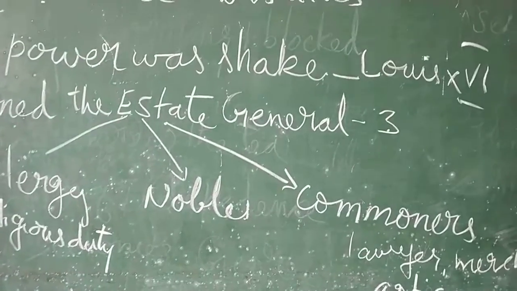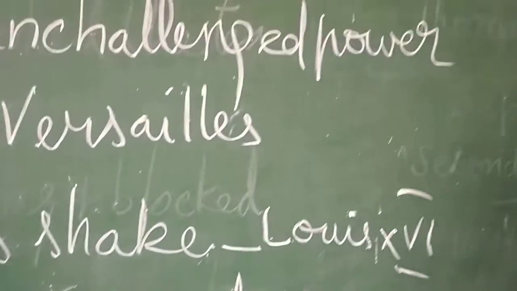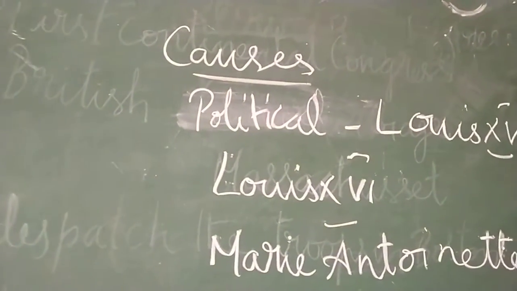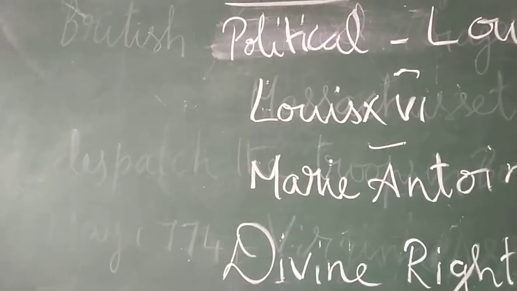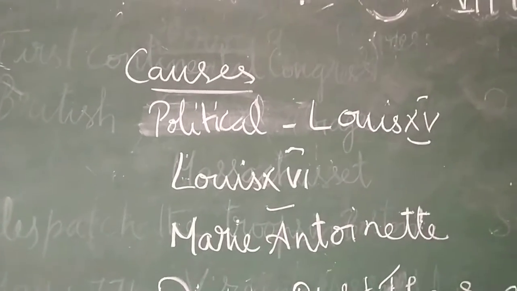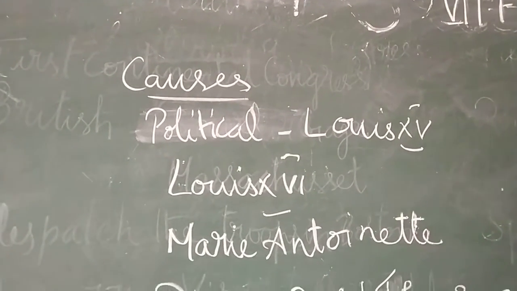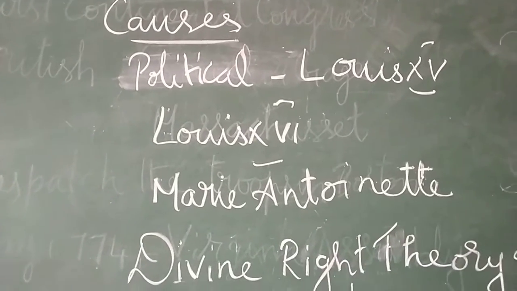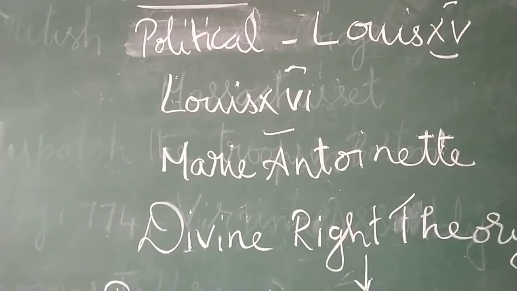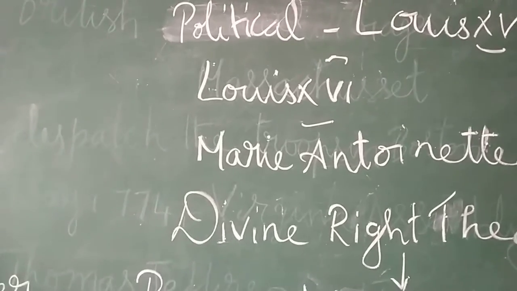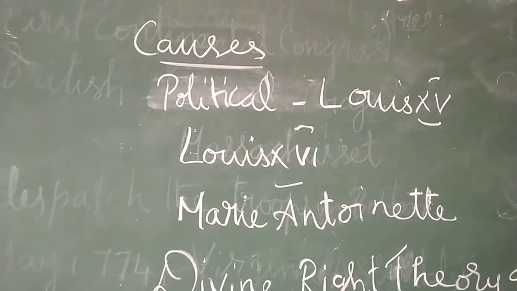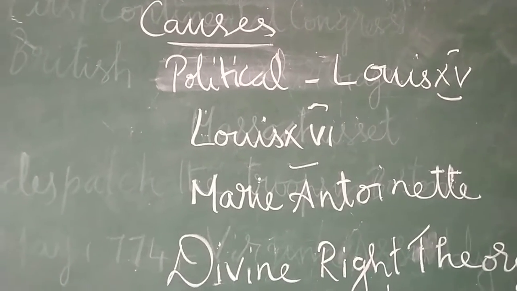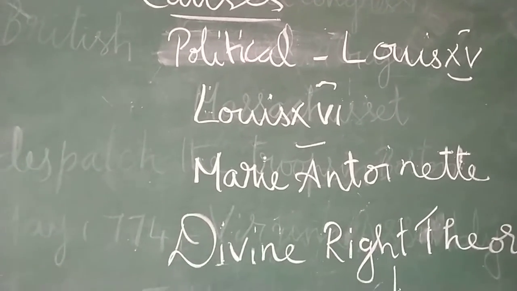Now when you see the causes of the French Revolution: political, economic and social. Political, in the sense, the Louis XIV period was very, very powerful. They didn't have any irregularities. After that Louis XV took the power. Louis XV was somewhat okay. They didn't have any trouble.